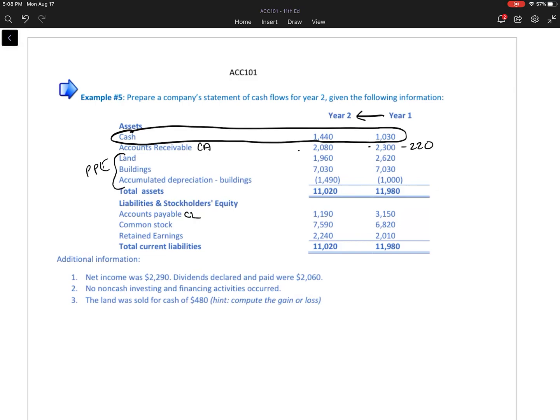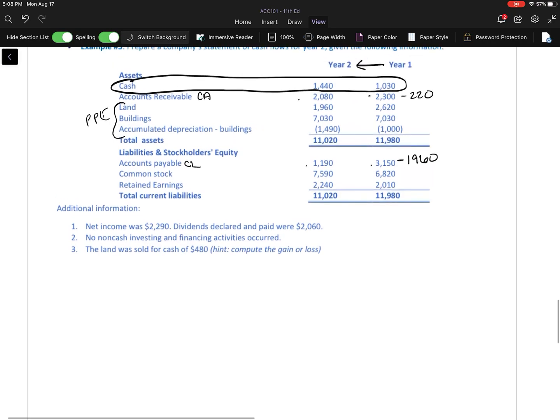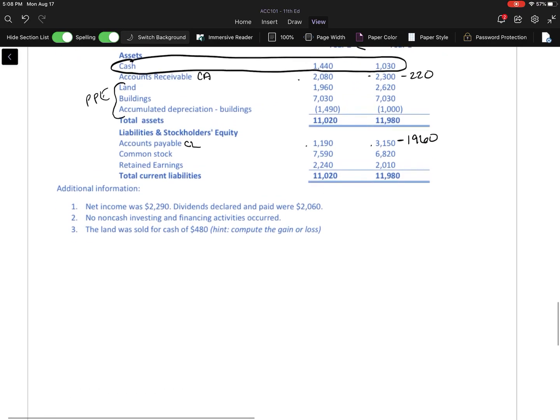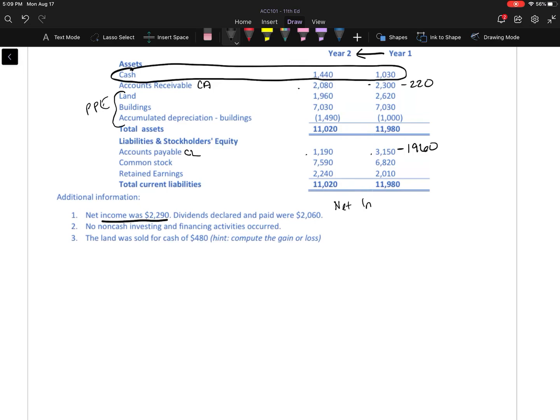All right, land, buildings, and accumulated depreciation, those are property, plant, and equipment. I'm going to ignore those for now. And then I only have one current liability. Okay, so my accounts payable went from $3,150 down to $1,190. So that is a decrease of $1,960. All right, so let's go ahead and just start with, let's see, there's no information we need up there, right? Let's start with just the operating activities.